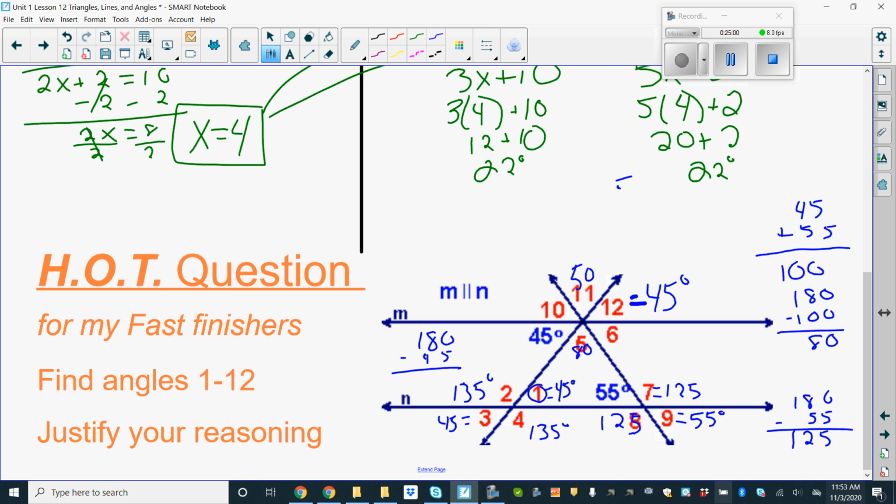So we add up 50 plus 45. I'm sorry, this should be 80. My mistake. That's 80. This is 80, not 50. 80 plus 45 will give us 125. And now to solve for 10, we just do 180 minus 125, and we get 55. So 10 is 55 degrees. And therefore, 10 and 6 are vertical, so 6 is also 55 degrees.